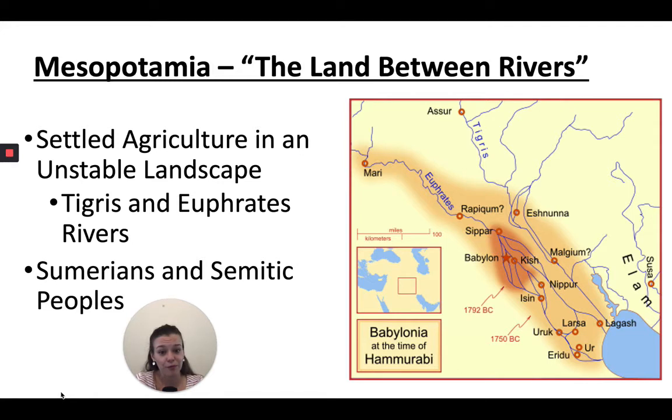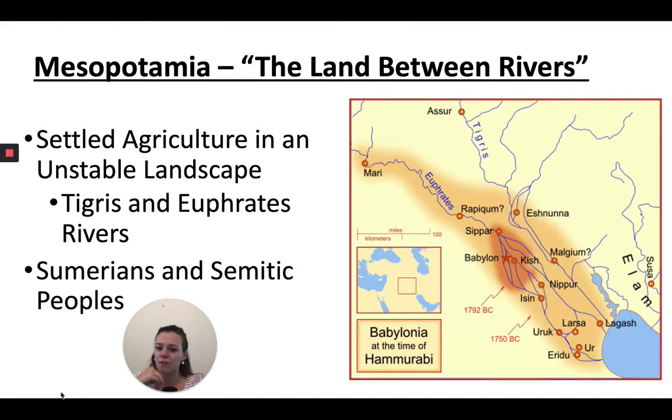Here's the thing. The Tigris and Euphrates rivers flood very unpredictably. They are going to have these hugely destructive floods, and you never really know when they're going to happen. Keep that in mind. That's an important aspect of Mesopotamian culture. We see that there are many people groups in this area: Sumerians, Assyrians, Akkadians, Babylonians.